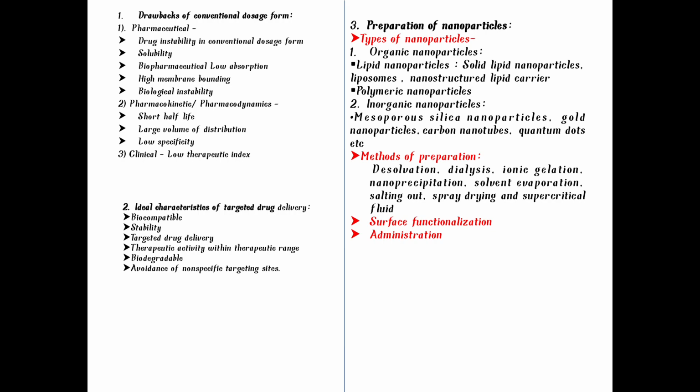For example, if you want to deliver the drug to the brain for treating brain tumor, then we know there is a physiological barrier, that is the blood-brain barrier. In order to cross the blood-brain barrier, the size should be very, very small. So we have to make the nanoparticle in such a way that the required size is obtained, that is 100 nanometers or below. In this way, we have to choose the preparation method.